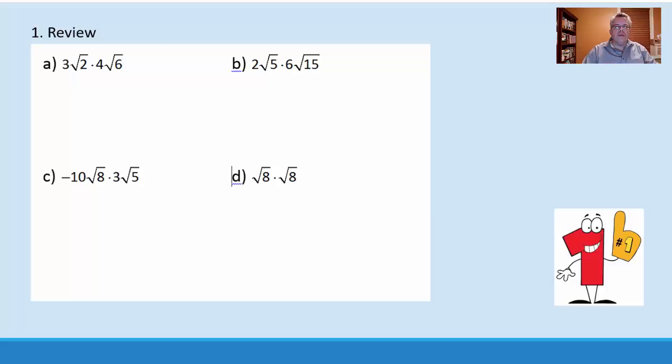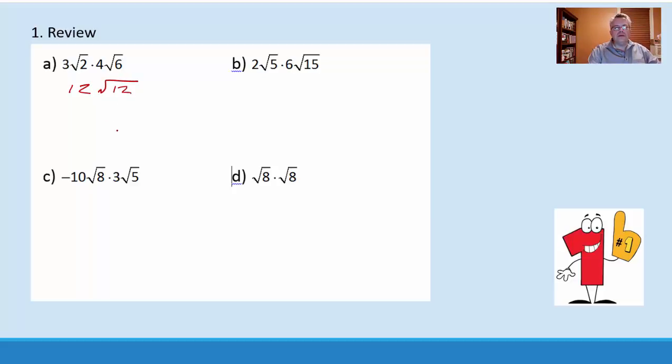All right, so in this first problem here, we have four numbers being multiplied together. Two of them are integers, 3 and 4, and two of them are square roots. Well, we can multiply the integers. Since it's all multiplication, we can do it whatever order we want. So 3 times 4 is 12. Then we multiply the square roots. Square root of 2 times square root of 6 is square root of 12.